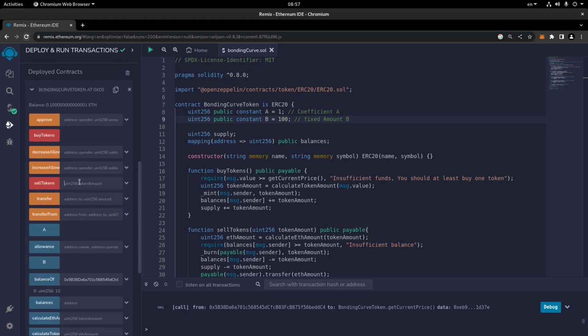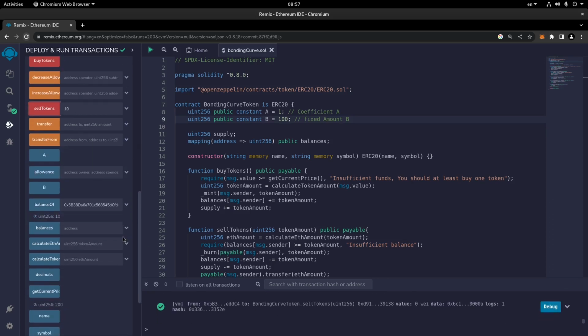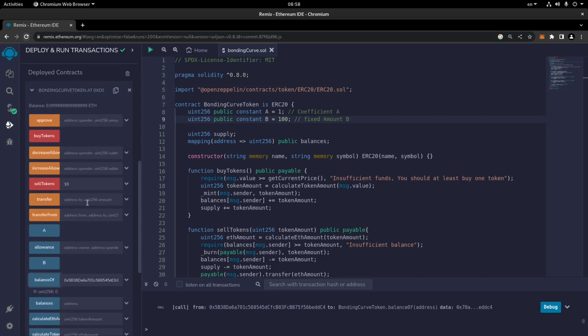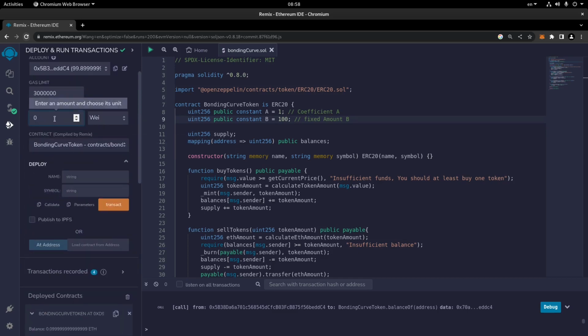So right now I'm going to, for example, enter 10 and sell all of the tokens. As you can see, it's been successful, and if I get the price once again, as you can see, it's 100. So again, it comes back to the previous state, and if I get the balance, as you can see, it's 0. So now let's buy a larger number of tokens, for example 10,000 Wei.